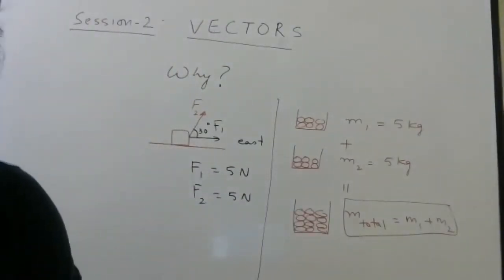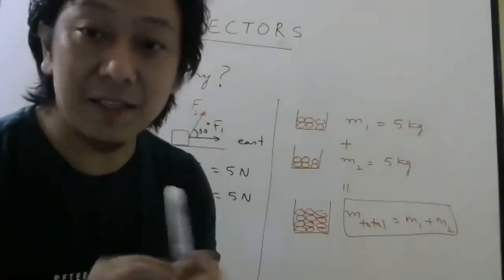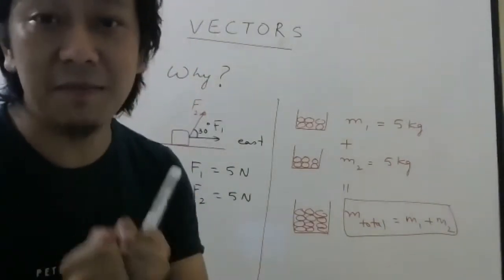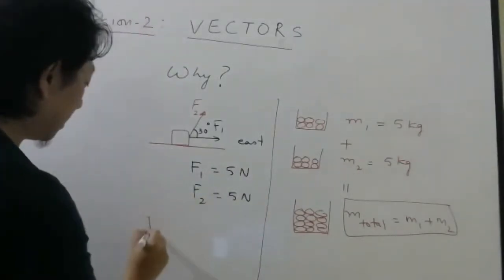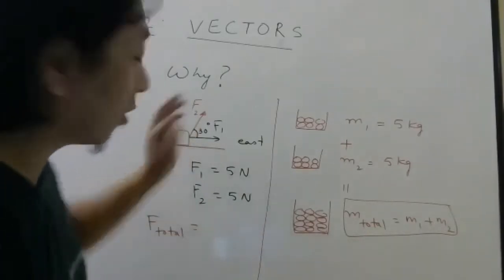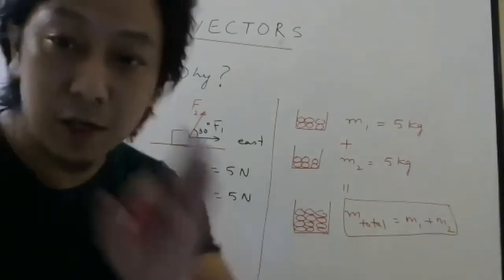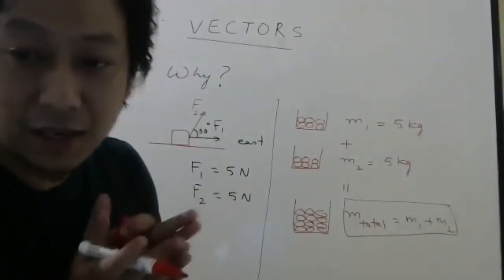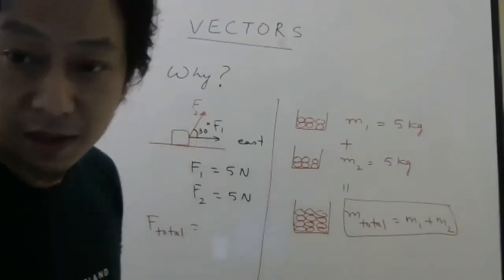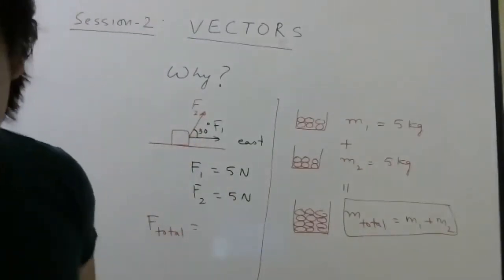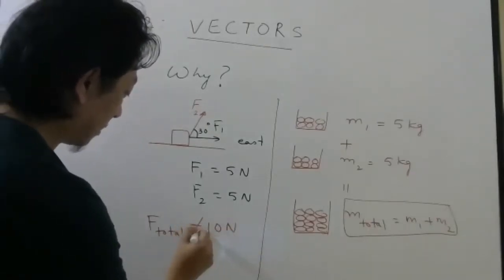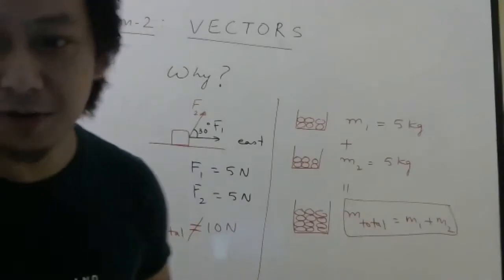Now if both the forces act simultaneously, meaning together, then what will be the total force on this object? I am applying 5 Newton. You are applying 5 Newton. And the directions in which we are applying make an angle of 30 degrees. Then the answer for the total force is how much? It is not equal to 10 Newton.